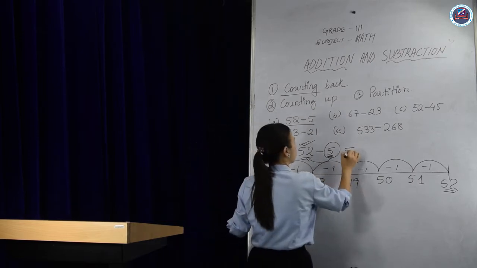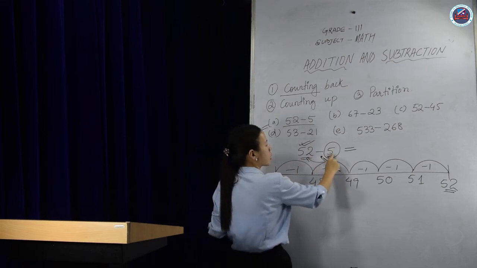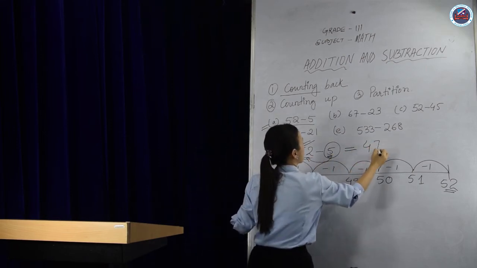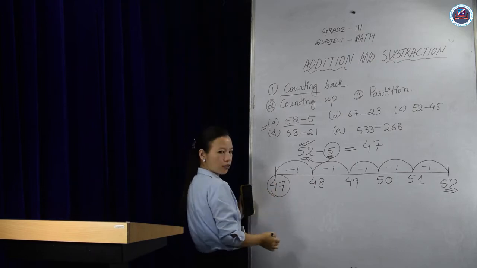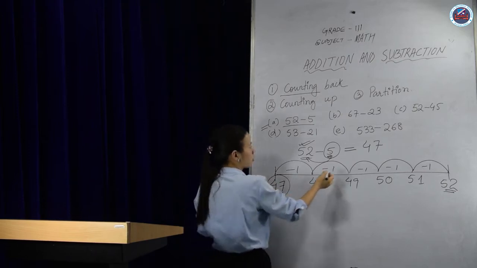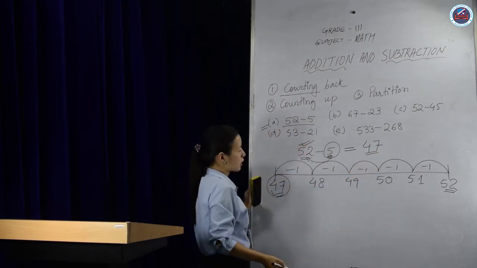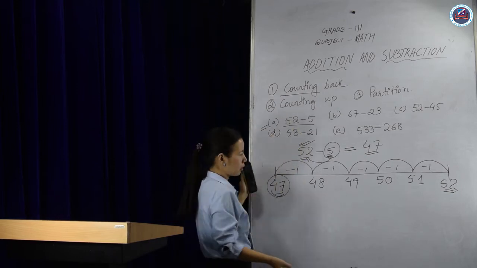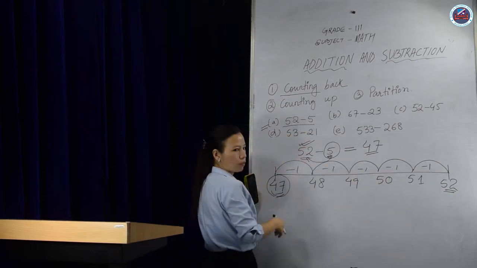That is, 52 minus 5 is 47. So we got 47 here, so we write 47. So this is how we use this counting back method, that is counting back in the ones place.